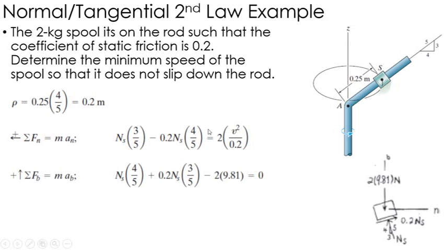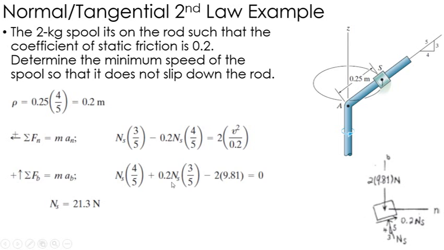I can also sum the forces in the b direction, or the z direction, as the picture shows. That would be 4/5 times the normal force and 3/5 times the friction force, both of those acting upward. Then I'd have the weight of the object, 2 times 9.8, acting straight down. Now there's no acceleration up and down, because I don't want it to slip up or down the rod. So it's in static equilibrium vertically, and horizontally it's got the centripetal acceleration v squared over rho.